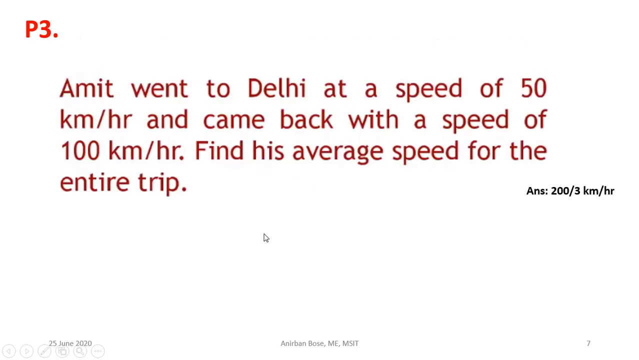Now move on to the next problem. Here Amit went to Delhi at a speed of 50 km per hour and came back at 150. Since he went to Delhi and came back on the same route, the distance is the same. You have to find the average of 50 and 150, so do the harmonic mean, 2xy by x plus y. This is the formula that we have seen. So use simply that one.